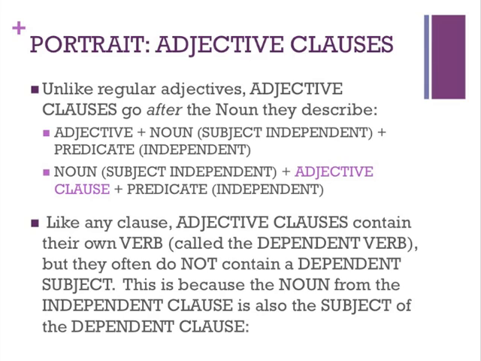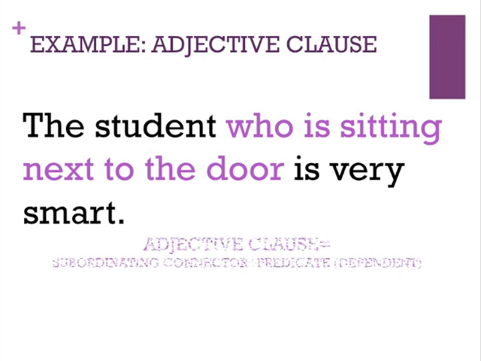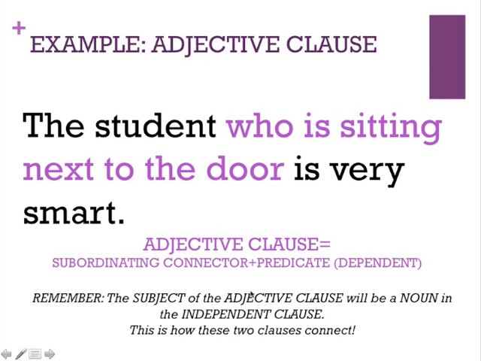And that's because the noun from the independent clause would also be the subject of the dependent clause in these particular cases. So, for example, look at this situation. The student who is sitting next to the door is very smart. So again, in this case, we have an adjective clause that's connecting by a subordinating connector, which in this case is the word who, and then followed by a dependent predicate situation. So remember, in this case, the subject of the adjective clause will most likely be a noun that we see in the independent clause. So this is how these two particular clauses will connect to each other.